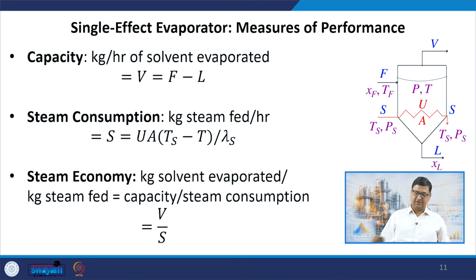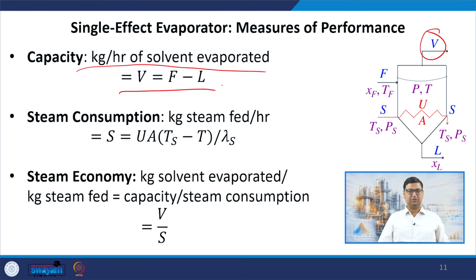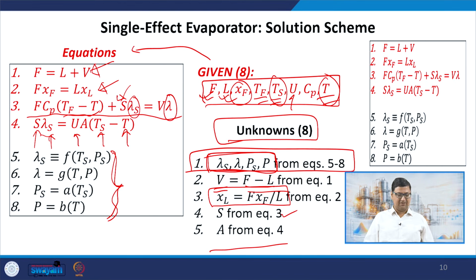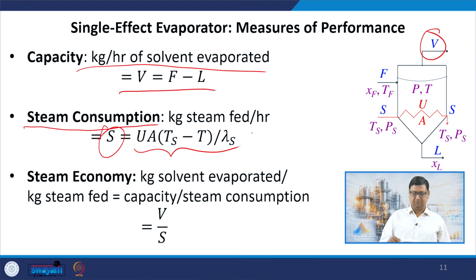So the capacity we had defined as the kg per hour of solvent evaporated, that is pretty much the V in our schematic, and that V we already have found from the mass balance equation, F minus L. The steam consumption, that is the kg of steam fed per hour, that is my S, which again I can get from whatever I have done earlier, right? Or I could have got it from the last equation if I knew the A. So I can also get it from this kind of an equation if A was given to me.